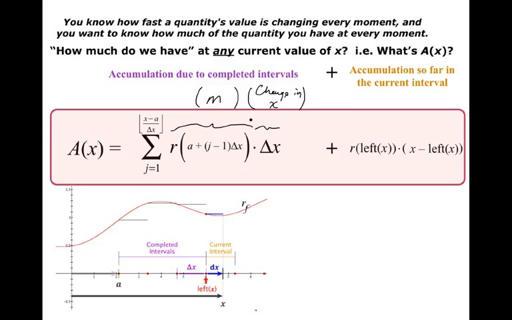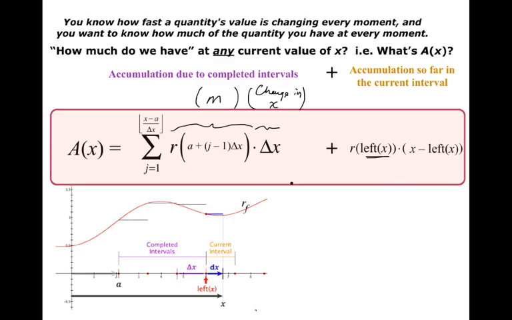And we're going to do that for each complete interval. The way we cycle through that is by the value of j. When j is 3, that's the third completed interval. When j is 6, that's the sixth completed interval. It's going to calculate m times the change in x for each individual interval, j equals 1, j equals 2, and then add those all up until we get to the number of completed intervals. And then we have a little bit more accumulation, and that's going to be the rate at left of x, the rate here, times dx, which can be expressed as x minus left of x, final minus initial.